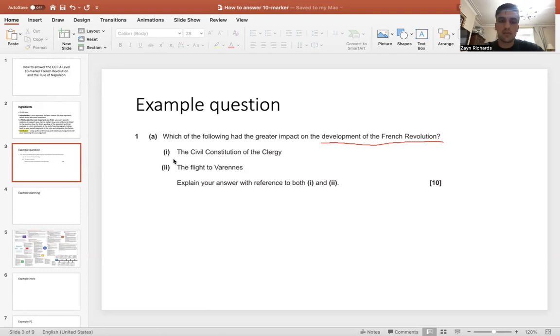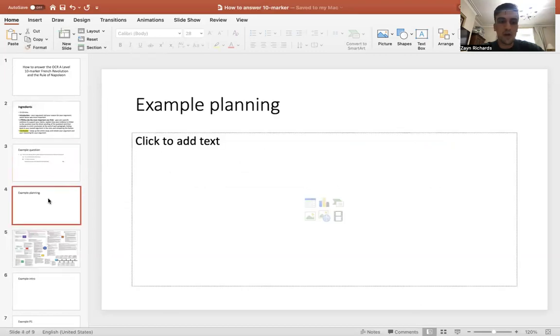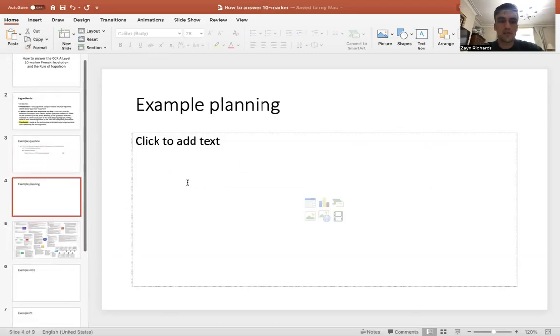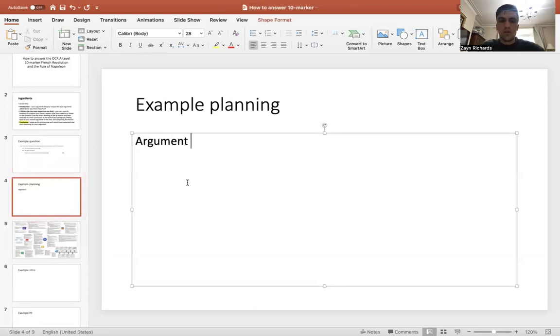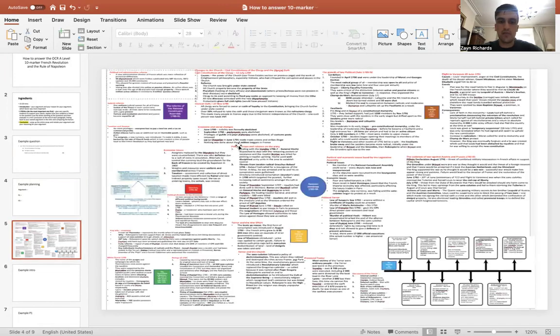All right. So civil constitution of the clergy and flight to Varennes are our 2 factors. Okay. So in terms of the planning, then let me just open a planning grid. So we're coming back to do the argument. So we've got P1 and then P2. Now, just to remind yourself, pause the screen.